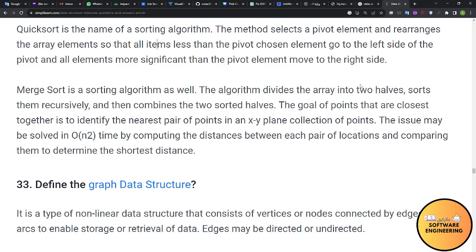The goal of the closest pair of points problem is to identify the nearest pair of points in an XY plane collection of points. The issue may be solved in order of n square time، البيج O بتاعتها O of n square، by computing the distance between each pair of locations and comparing them to determine the shortest distance.